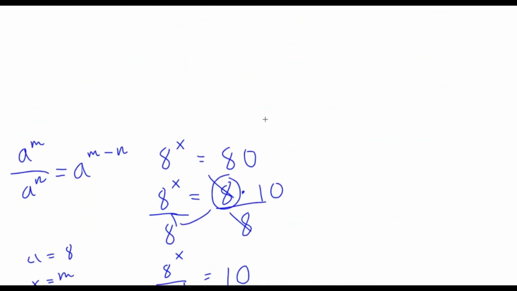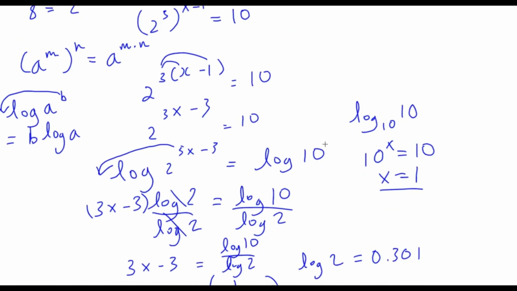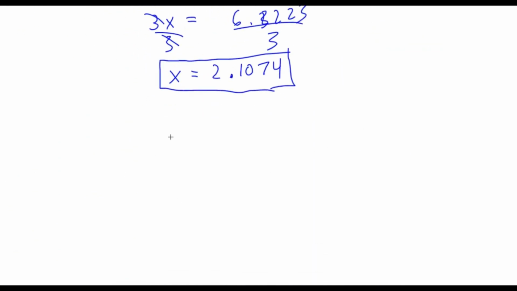And now, remember our original equation was 8 to the power of x is equal to 80. So if I plug in 2.1074 into my calculator, so 8 to the power of 2.1074, let me plug that into my calculator. And yep, it is indeed approximately equal to 80. It's not the exact value of 80, but it is approximately equal to 80.